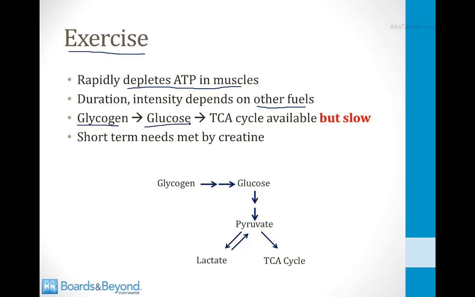There's also glucose available in the plasma. And these things can be fed into the TCA cycle to generate more ATP, but that is a slow process. So the body has evolved a mechanism in order to maintain maximal energy for a short period of time, and that involves using a substance called creatine as a fuel source.